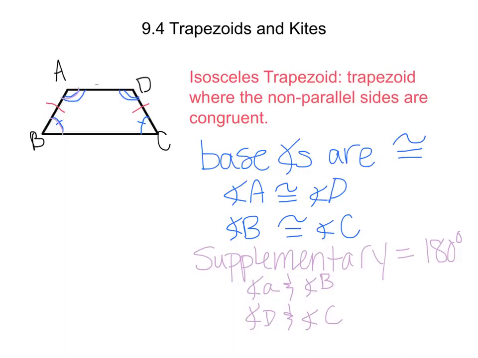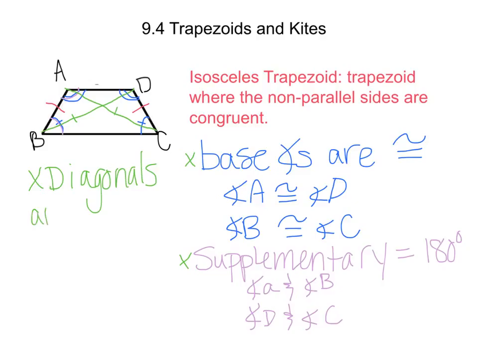And one last key piece about isosceles trapezoids that we have to talk about is their diagonals. If we were to draw some diagonals in here, I can tell you that the diagonals are congruent. So that needs to be added. We have 3 points that we added to our definition of isosceles trapezoid. The third is the diagonals are congruent, meaning AC, line segment AC, is congruent to line segment BD.